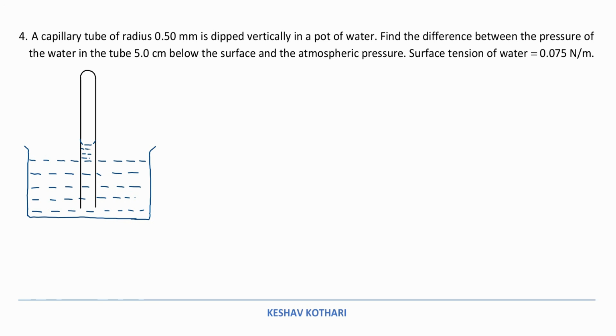So over here, if I consider this particular aspect, we are saying that the radius of the tube is equal to 0.5 millimeter and it is dipped in a pot of water. So we consider the density of water to be 1000 kg per meter cube.